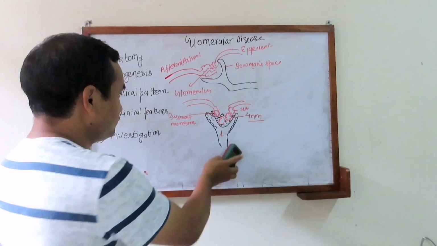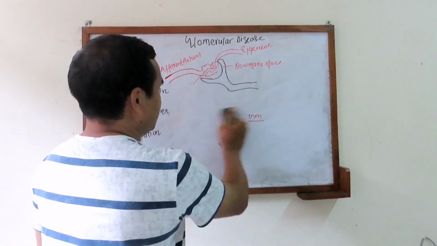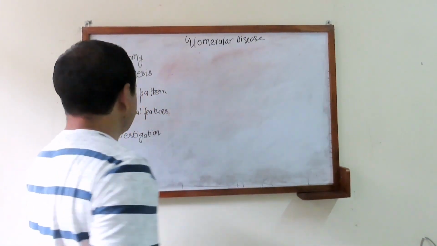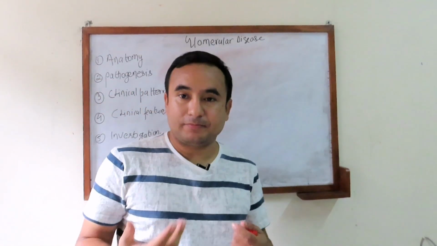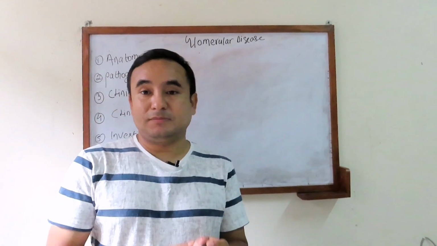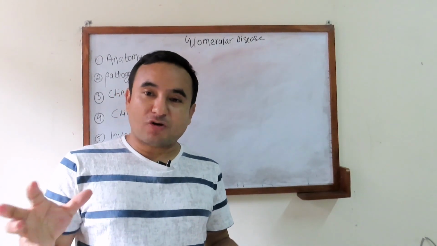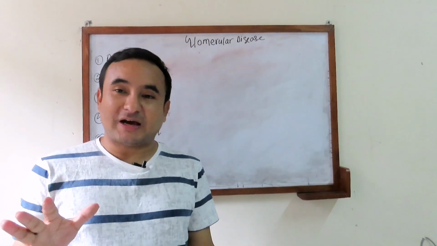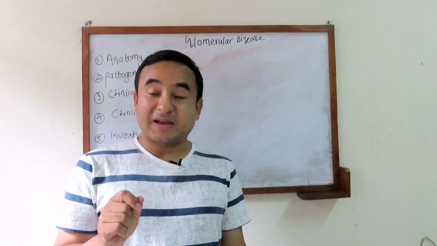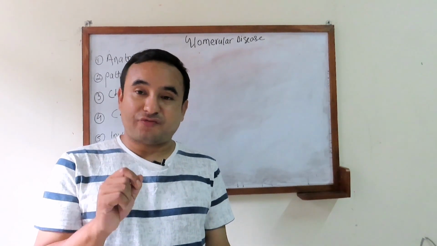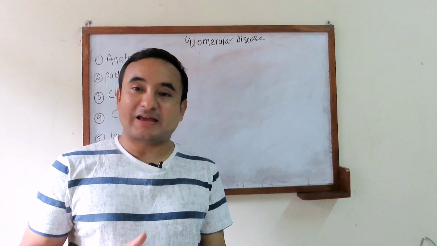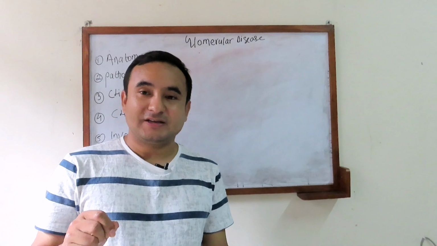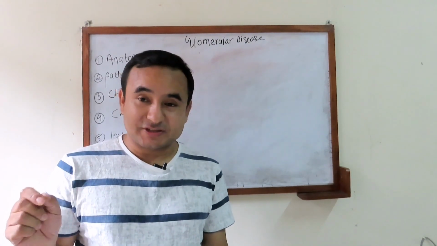So then let us discuss the pathogenesis of the glomerular syndrome. Glomerular syndrome can be caused by different genetic conditions. It can be caused by different inflammatory conditions. It can be caused by different vascular conditions, like if someone is having hypertension, that can cause chronic glomerulonephritis, especially in a patient with malignant hypertension.